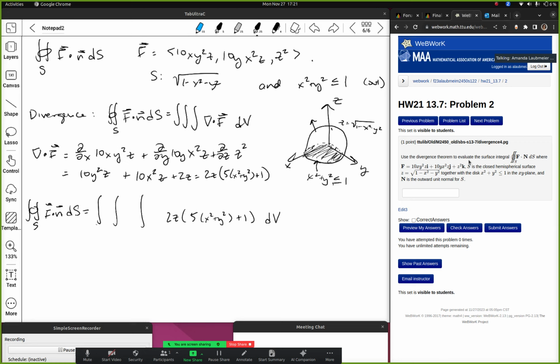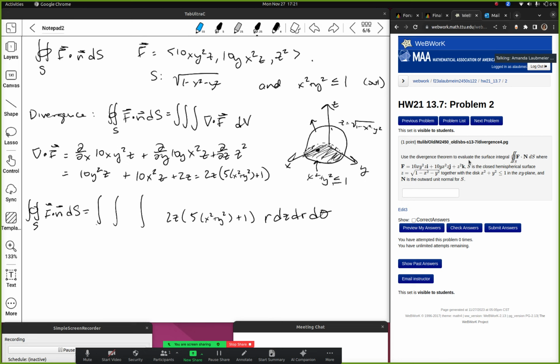So, since I decided I'm going to be doing cylindrical coordinates, I'm going to need, I have no idea why that thing shows up sometimes, it's fine, r dz dr d theta. And my z is the hardest one to set up, I think, so I'm going to start there.